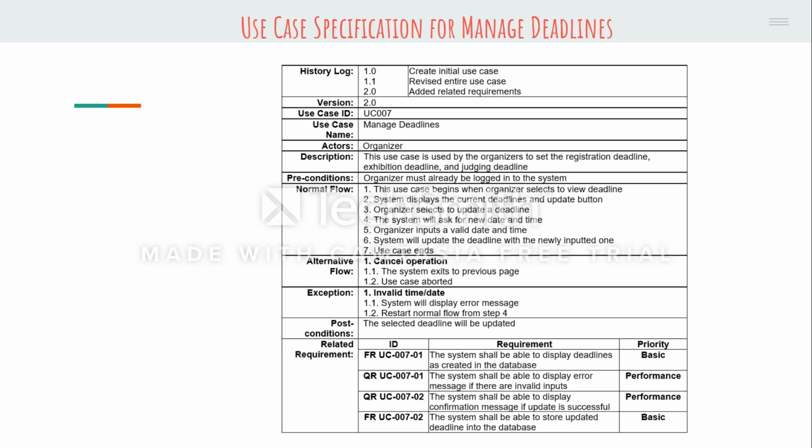Also, there is an alternative flow if the organizer cancels the operation. The system will exit to the previous page and the use case is aborted. Also, we have an exception. If the time or date is invalid, the system will display an error message and then restart the normal flow from step 4. Of course, there is a postcondition in this case: the selected deadline will be updated.